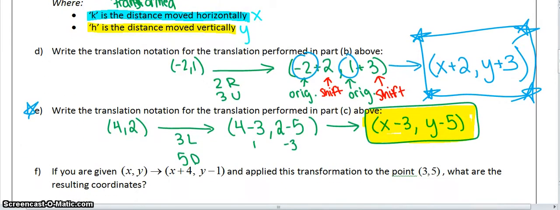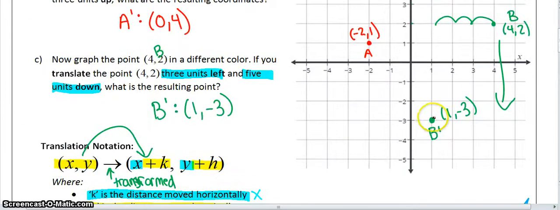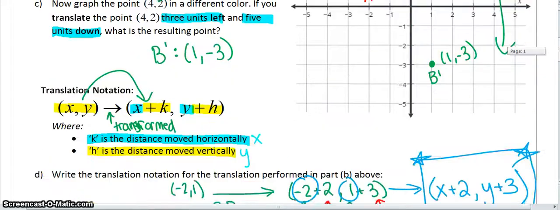And you can double check this by doing the intermediate step I did here. Okay, my original point is 4, 2. If I subtract 3, I get 1. If I subtract 5 from the y, I get negative 3. And that is the point that was transformed: 1, negative 3.